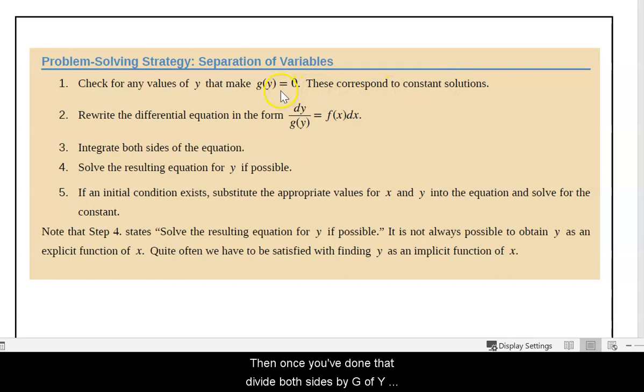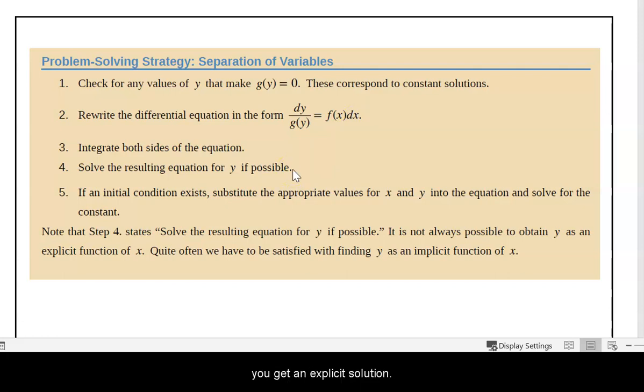Then, once you've done that, divide both sides by g of y so that you can get all of the things related to y on the left, and multiply both sides by the differential dx so that you can get all things related to x on the right. Integrate both sides of the equation with respect to the individual differentials that are present on that side. When you're done, try to solve the equation for y.